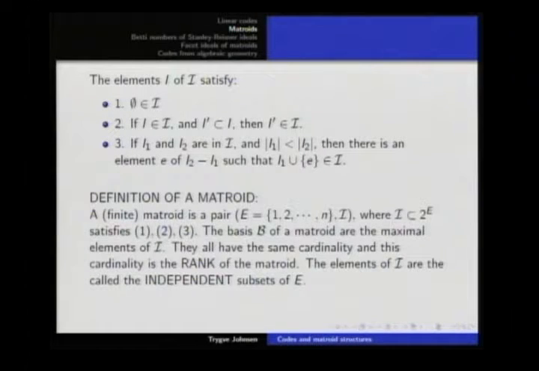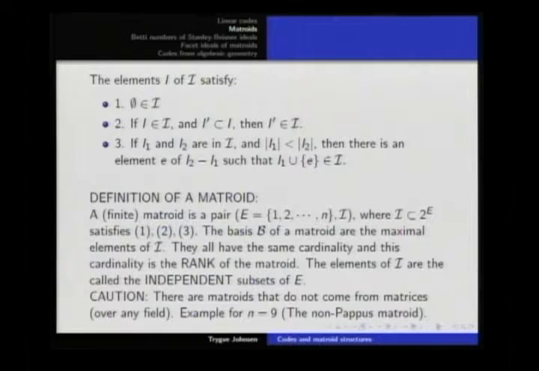Okay, so the definition of a matroid: a finite matroid is a pair like this, where I is a set of subsets of E which satisfies those three properties, which now have been elevated to axioms. And the bases B of a matroid are the maximal elements of I, just like I showed. They all have the same cardinality, it turns out, which is the rank of the matroid. And the elements of I are called the independent sets.